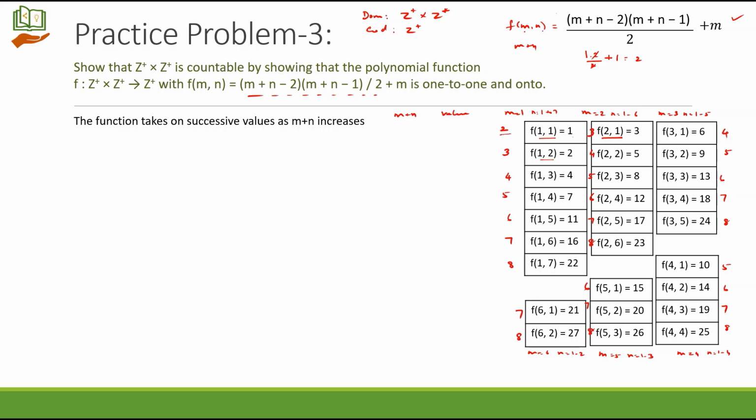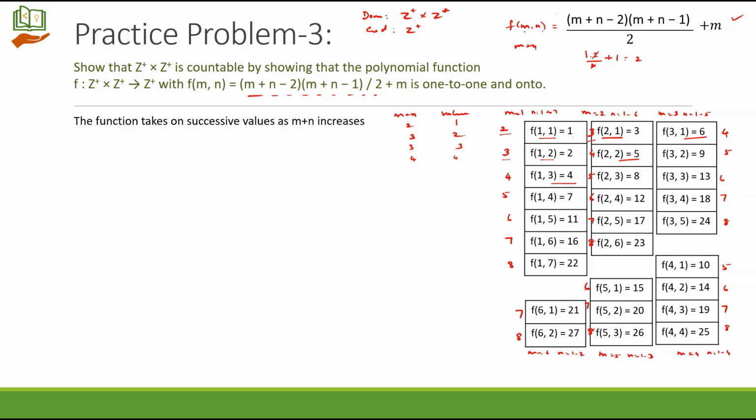When m plus n is 2, you had the value 1. When m plus n is 3, you had 2. Then for the other case, you had 3. When m plus n is equal to 4, you had 4 here, you had 5 here, you had 6 here.